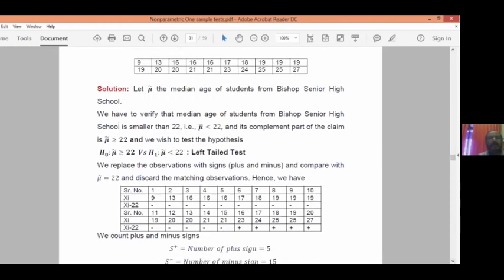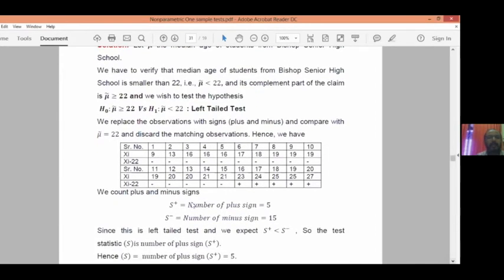For that, we assume that mu is the median age. This is the data given. We have to verify that the median age of students from the Bishop's school is smaller than 22 years. So this is the hypothesis, and its complementary part will be greater than or equal to. Obviously this will be the null hypothesis, and this assumption is the alternative hypothesis, which is to be verified. Since mu is less than this value, we call it a left-tailed test.